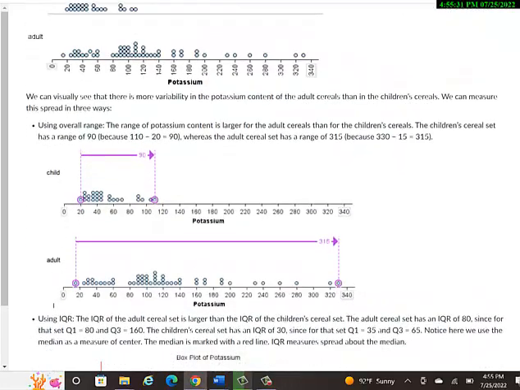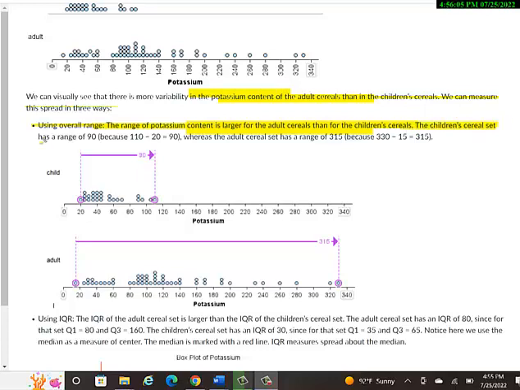But let's see. As I say here, we can visually see that there is more variability in the potassium content of the adult cereals than the children's cereals. We can measure this spread in 3 different ways. First, let's try using overall range. The range of potassium content is larger for the adult cereals than for the children's cereals. That's the first thing you notice, I think. Without digging into the numbers, you see all the dots condensed in a small area for the children's cereals, but more spread out for the adult cereal.